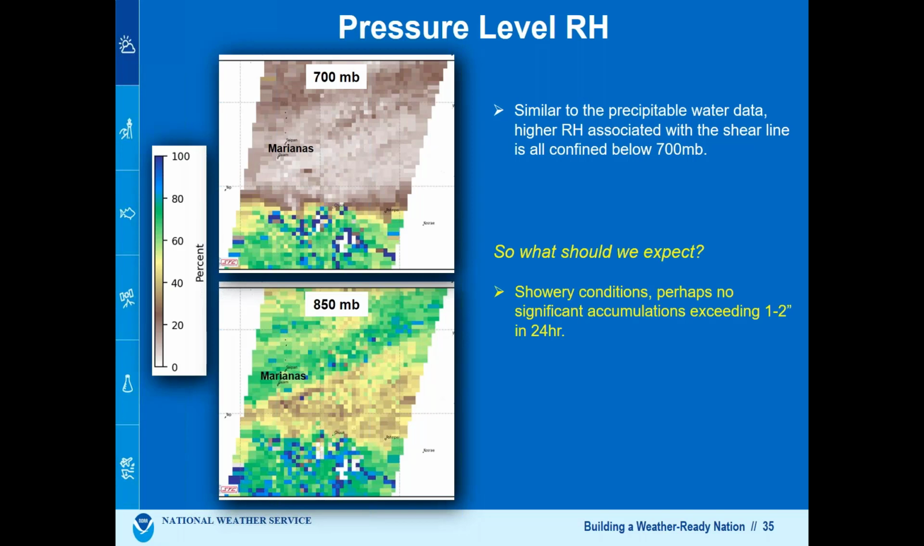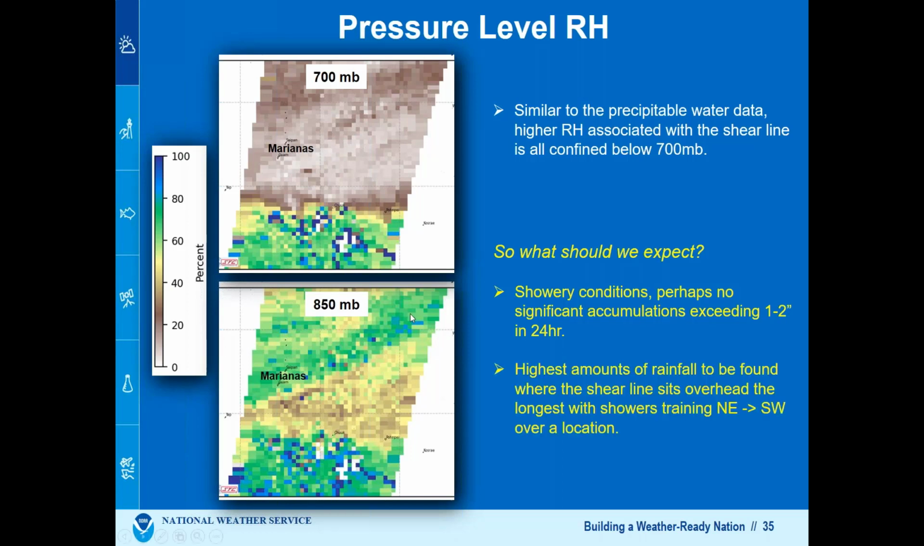So what should we expect? Definitely showery conditions, but perhaps nothing accumulating beyond 1 to 2 inches in a 24-hour period. And sure enough, in this past week, we've had the shear line parked over the Marianas. We've seen about 4 inches in the past 6 to 7 days. So for the dry season, this has been a very appreciated wet pattern, and it has really eased our short-term fire concerns. Now, we do see the higher rainfall amounts where the shear line sits overhead, with the showers training from the northeast to southwest, but ultimately no thunderstorms.